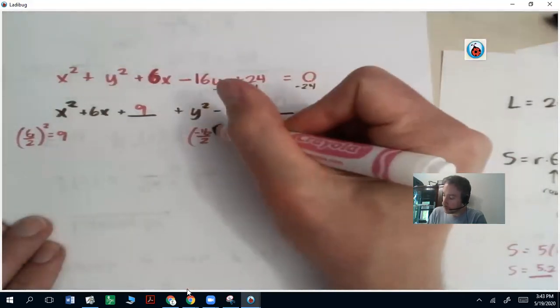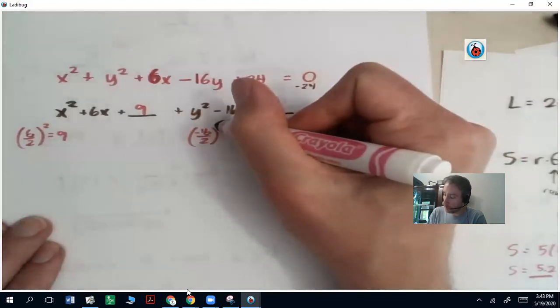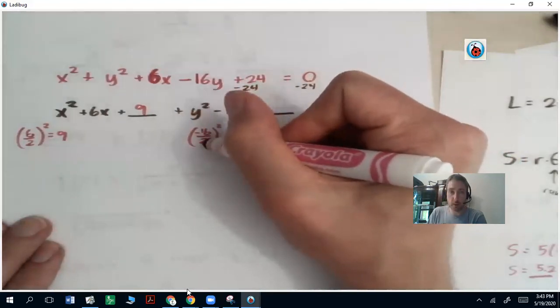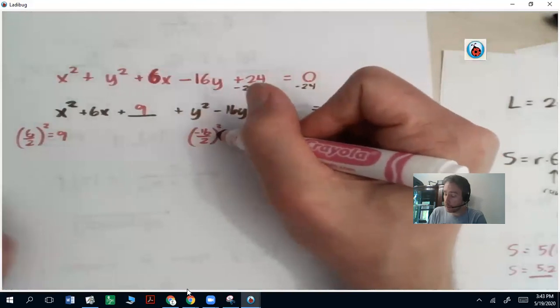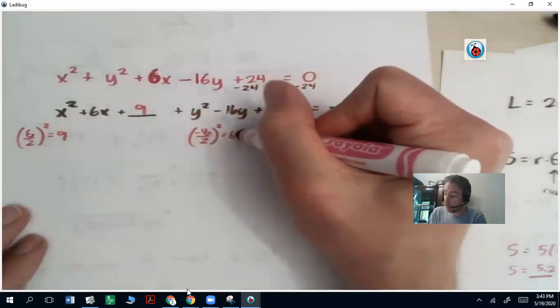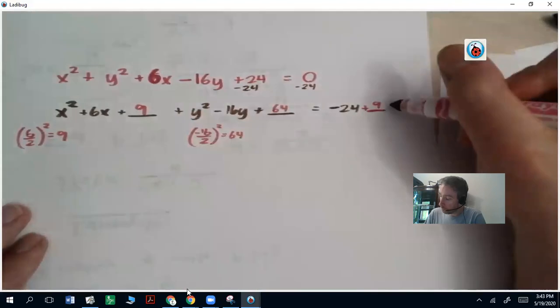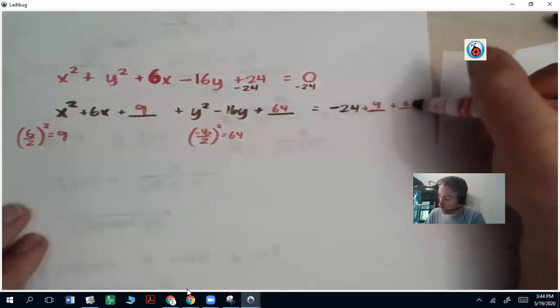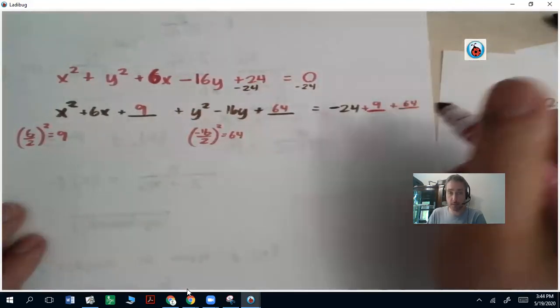Remember, a negative squared is always a positive. So -16 divided by 2 is -8. -8 squared is positive 64. Add it to the right side.